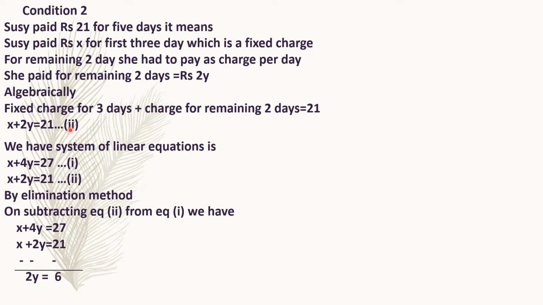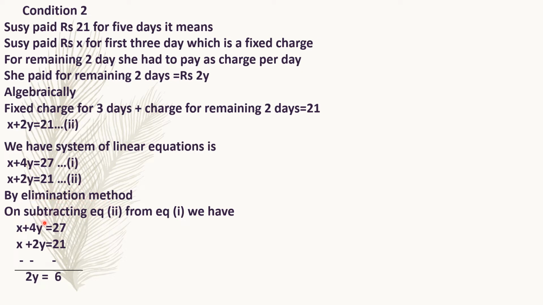Okay, so on solving the above condition, we have the system of linear equations: x plus 4y equals 27, which is condition number 1, and x plus 2y equals 21, which is condition number 2. After solving the conditions, we have converted the given condition into algebraic form. So we try to solve these equations by the elimination method.